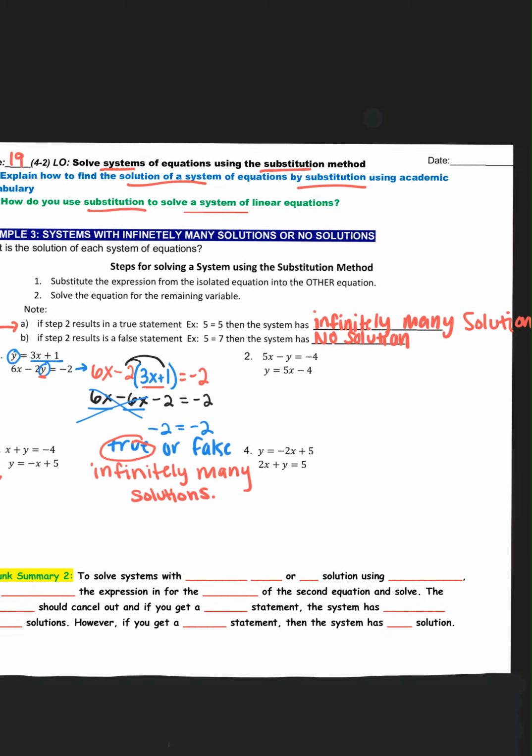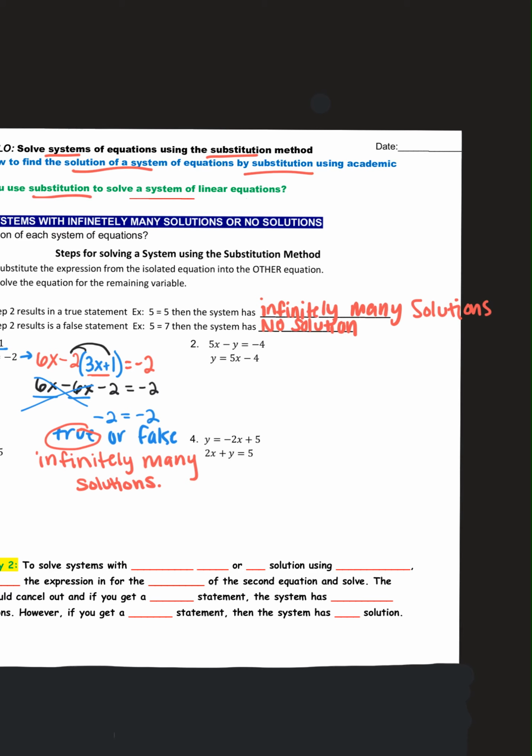All right, let's do number 2. So we have number 2. We're going to look at the system and see what is isolated. I see that the y is isolated in the second equation. And I know the variable that's isolated is y, so I'm going to plug in for y with this 5x minus 4. Everything in the first equation is going to stay the same. So I get 5x minus, instead of y, I'm going to write what y equals. I'm going to put parentheses around it just like I always do. 5x minus 4. Then everything else stays the same, equals negative 4.